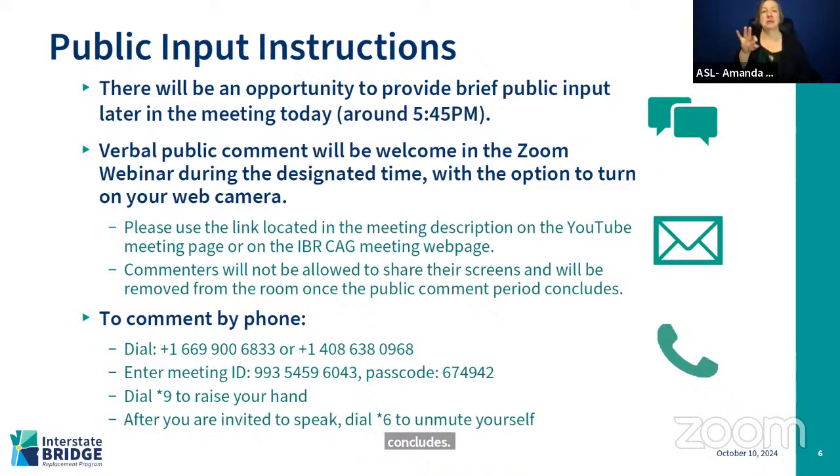1-669-900-6833. Please enter meeting ID 993-5459-6043, passcode 674942. Dial *9 to raise your hand, and after you're invited to speak, dial *6 to unmute yourself. We will not be letting in members of the public before this designated meeting time around 5:45 p.m. this evening.